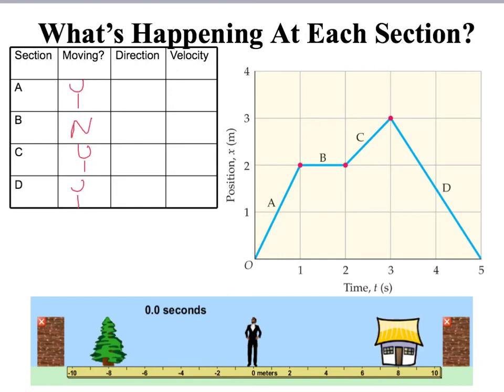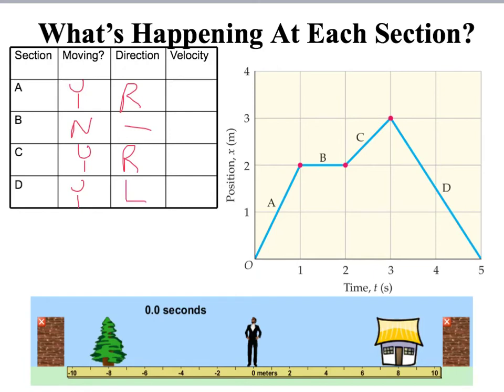All right, now we can talk a little bit about the direction. During section A, the slope is positive, so that means he's moving to the right. During section B, he's not moving at all, so there is no direction. During section C, the slope is positive, so he's moving to the right. And during section D, the slope is negative, so he's moving to the left.